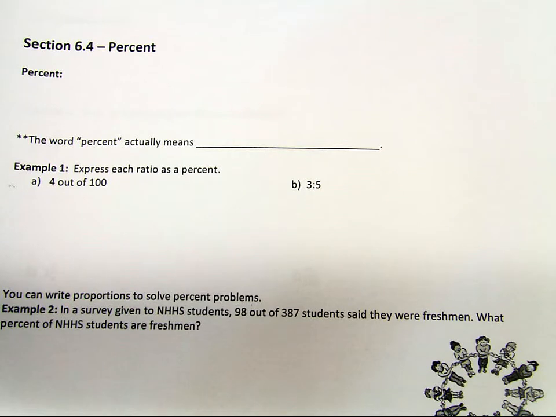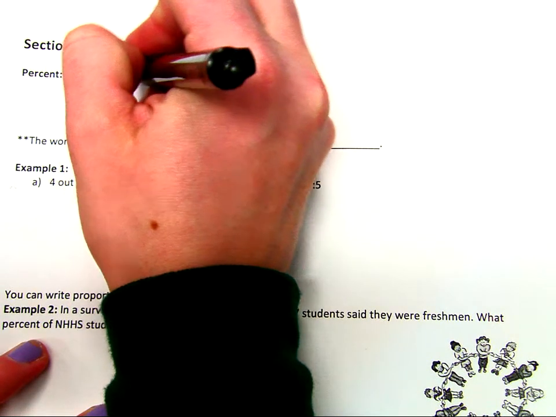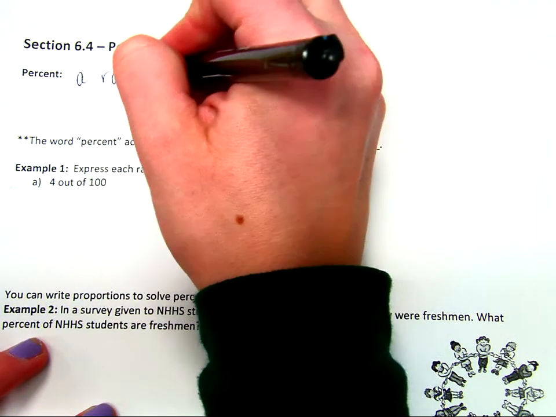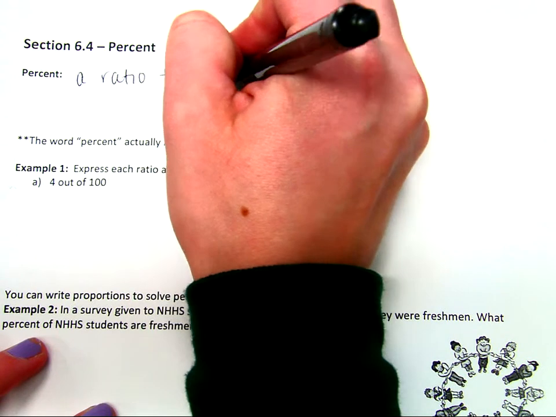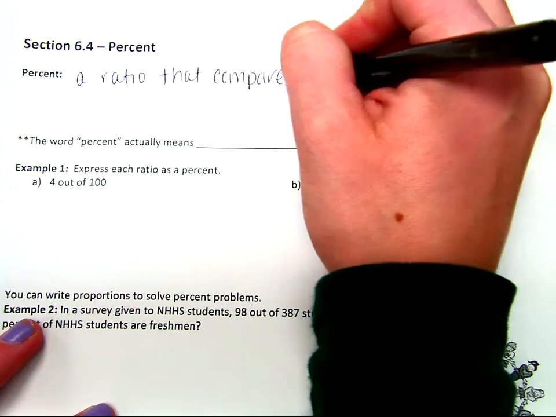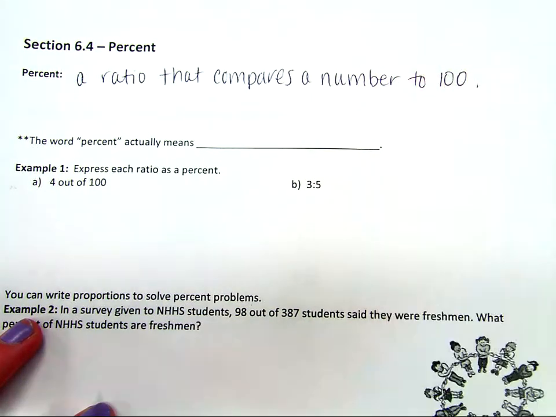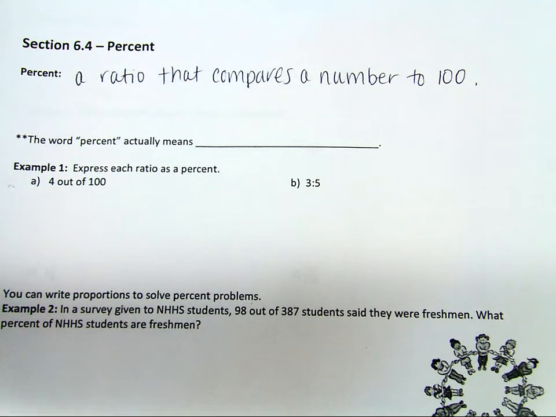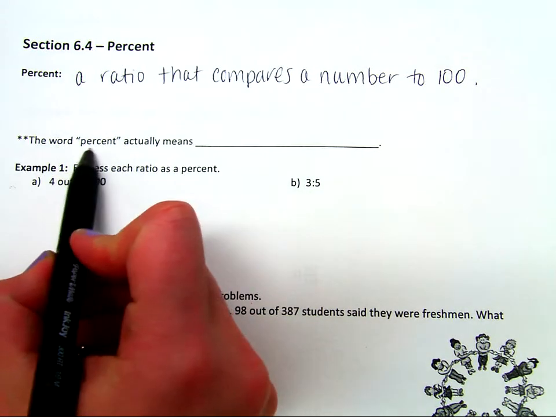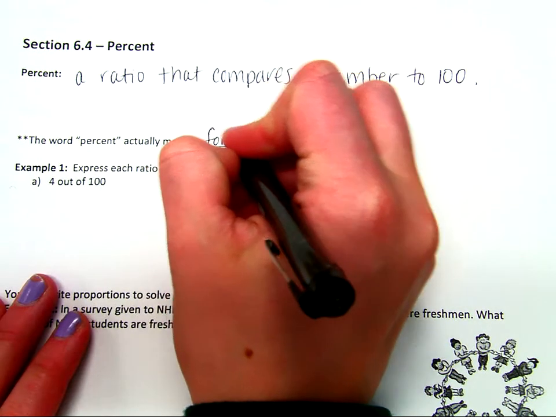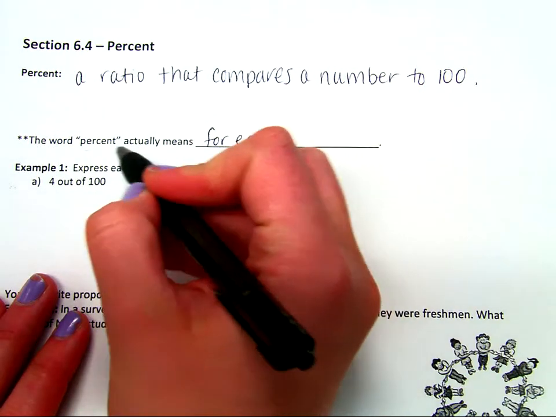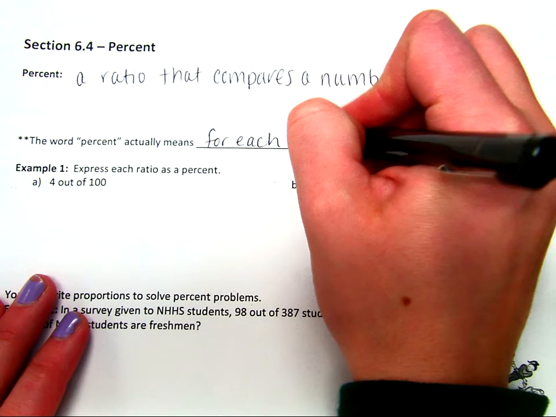We're going to talk about what a percent is and how to work with them in this section. So a percent is a ratio that compares a number to 100. Okay. And actually the word percent really means for each 100. Per means for each, and then cent means 100.